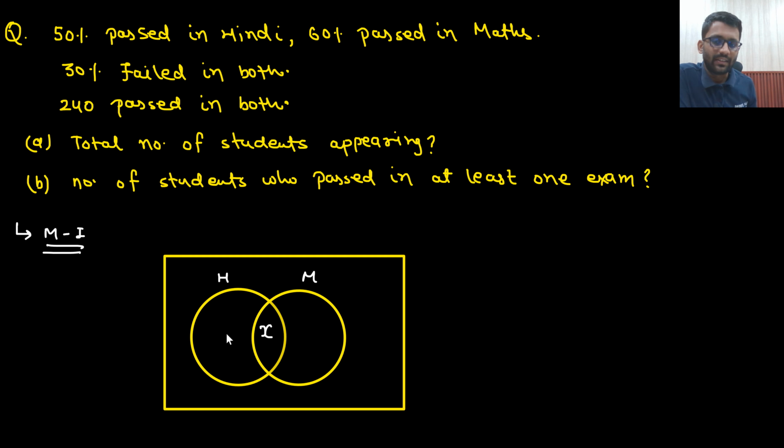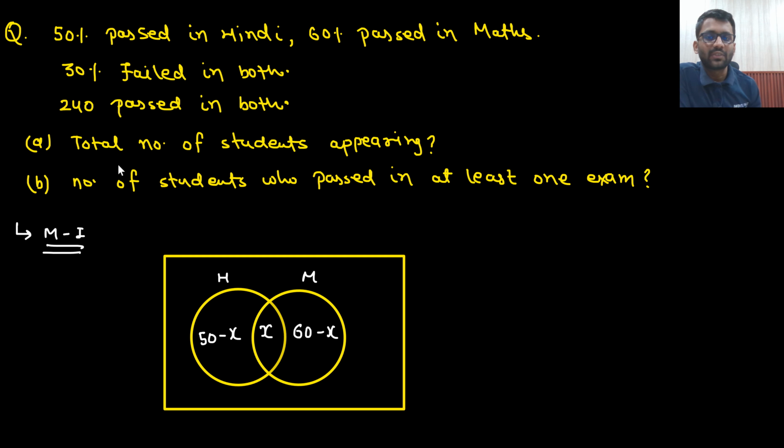So 50% passed in Hindi. That means here it should be 50 minus X. Let's just say 10% of the students passed in both. That means 40% passed only in Hindi. Are you getting this point? So I am saying X% of the students passed in both Hindi and mathematics. That means 50 minus X% passed only in Hindi. And 60% passed in maths completely, and X are those who passed in both. That means it should be 60 minus X. Say yes or no. Right?